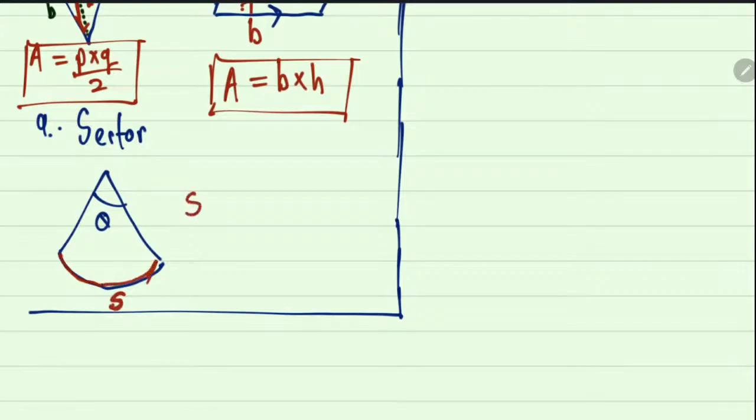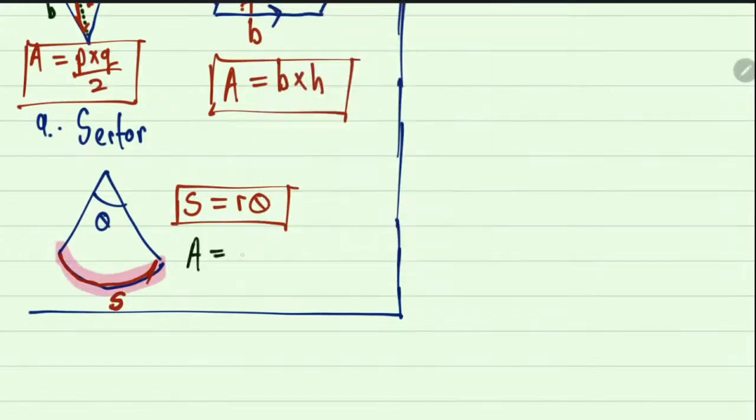S is the distance outside. We'll call it the arc length. Everyone should know how to get the arc length. The thing which I've highlighted outside, the S. Then after that, you must know how to get A. Area. Area of a sector is equal to half R squared theta. And R is this. So it's half R squared theta. This is the area of a sector. And you now know all areas.